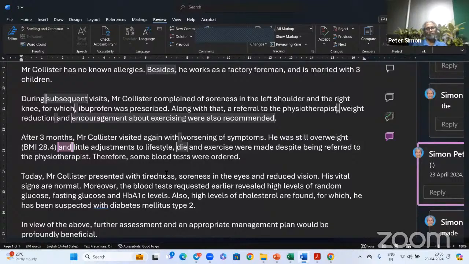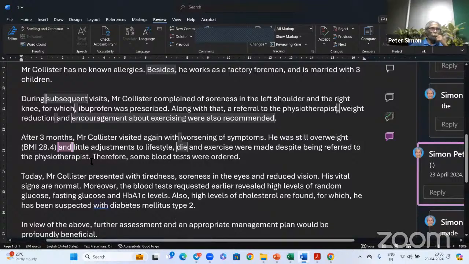Then little adjustments. You can put a new sentence here. Then it is fine. Minor adjustments or no adjustments. No adjustment, not even minor. So no adjustment was made. Okay.